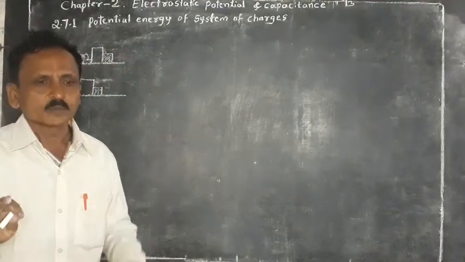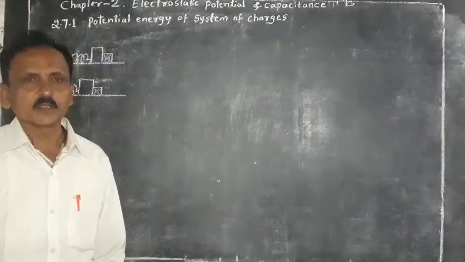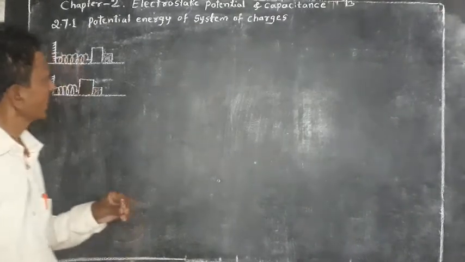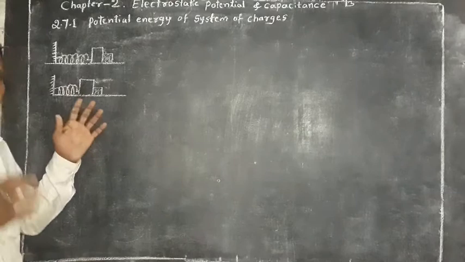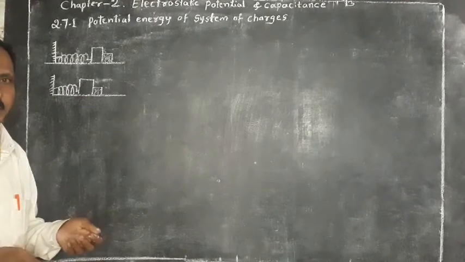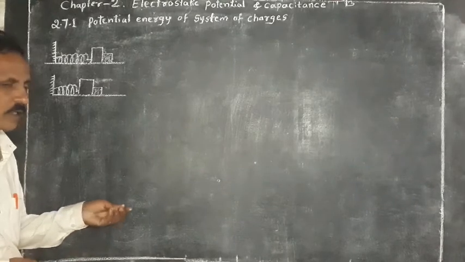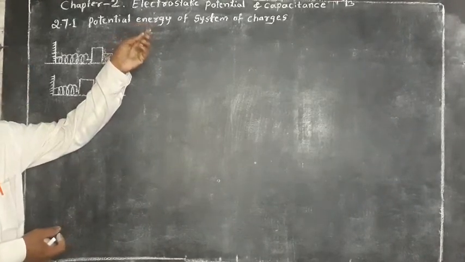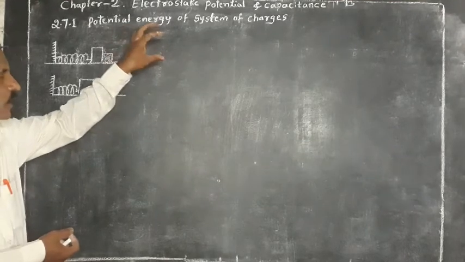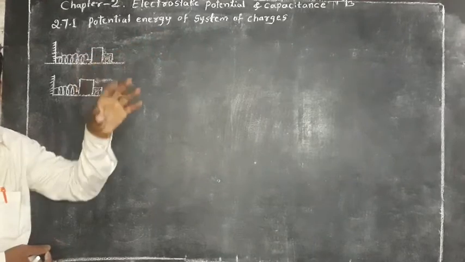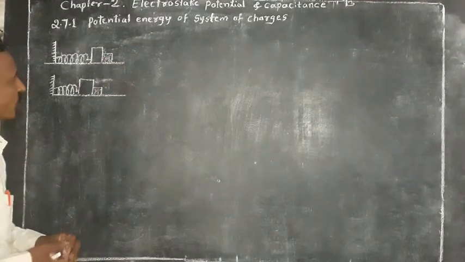Water stored on the buildings has some potential energy, and compressed springs also have potential energy, or an object raised against the gravitational force is stored in the body as potential energy.